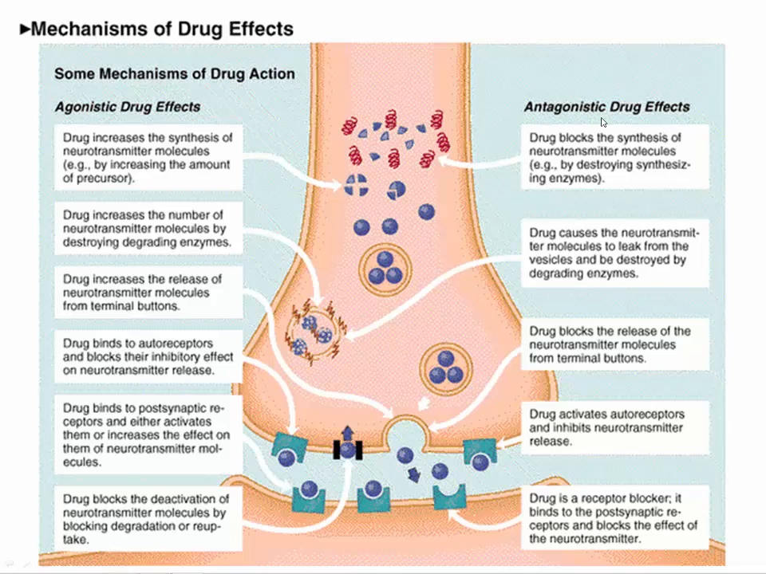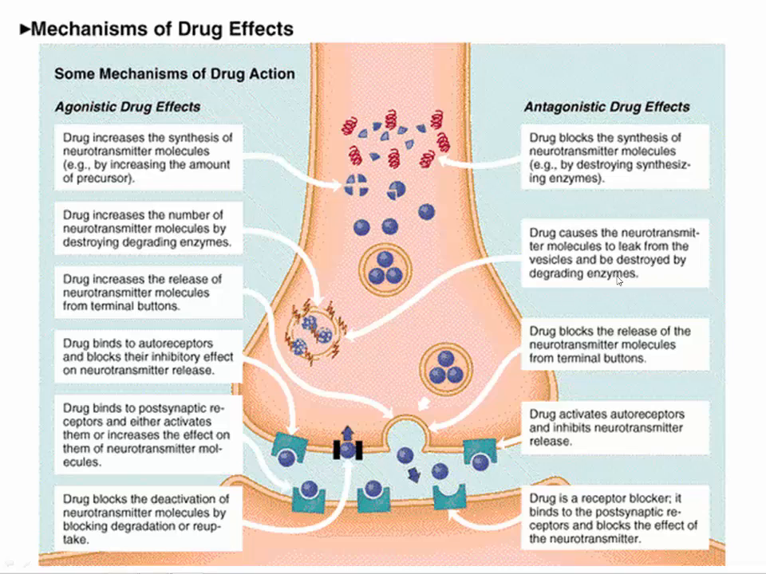Let's look at the antagonizing drug effects. Here, the drug blocks the synthesis of the neurotransmitter molecule. So in other words, the drug would come up here and destroy the synthesizing enzymes. So let's say, for example, we were producing dopamine up here, then it would block the synthesis of or destroy even L-dopa.